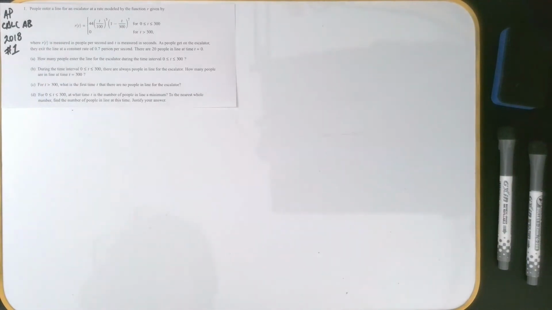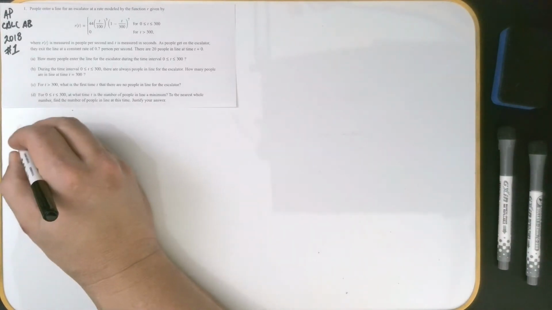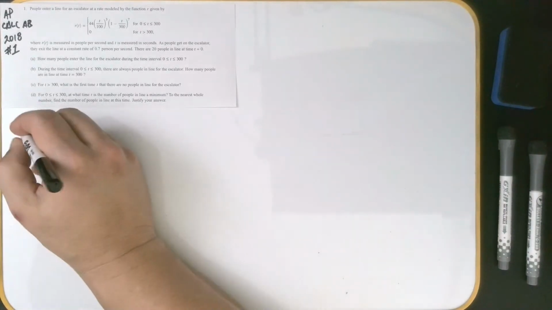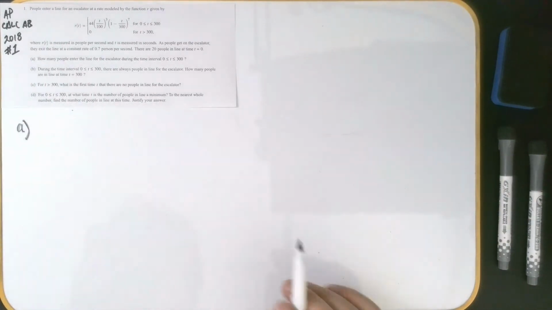So there's people getting in line to get on the escalator, getting off the escalator. Those are our two rates, and there's 20 people in line when the situation begins. Okay, so fairly straightforward. You could have made this anything, and it just happens to be people getting in line for the escalator. So let's see what they ask for on our very first question here. So here is A. A says, how many people enter the line during the time 0 to 300?